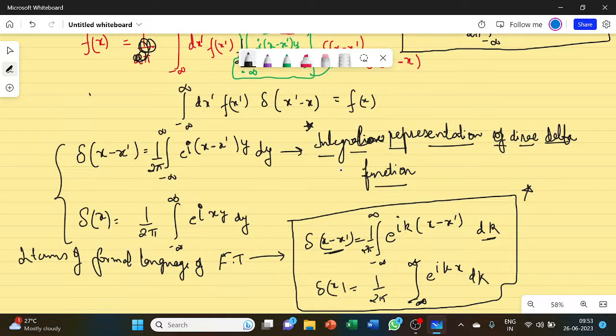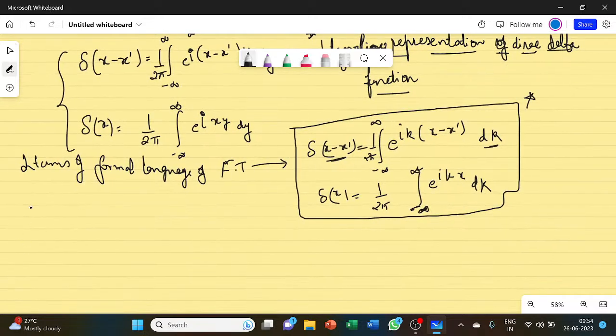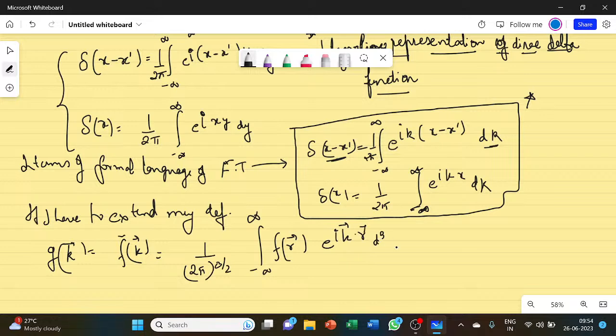Okay, what to do about Fourier transform in 3 variables? So for example, if I have to extend my definition to 3 variables, then f tilde of k vector, I can write as 1 upon 2 pi raised to power 3 by 2, minus infinity to plus infinity, f of r vector, and then e to the power iota k vector dot r vector, and then d3 r vector. So this is how we extend the definition in 3 dimensions.